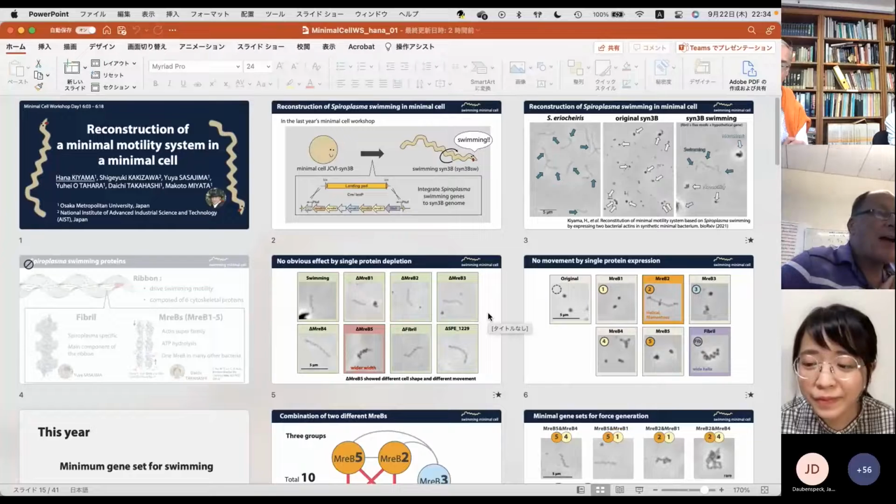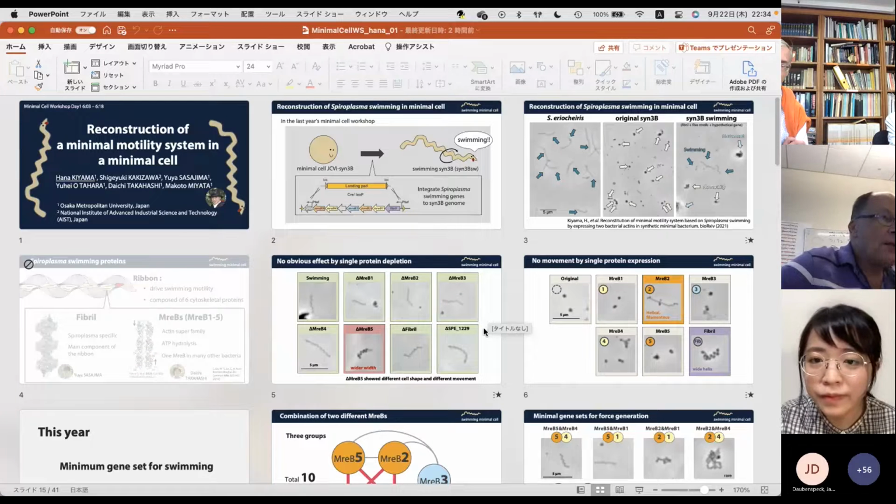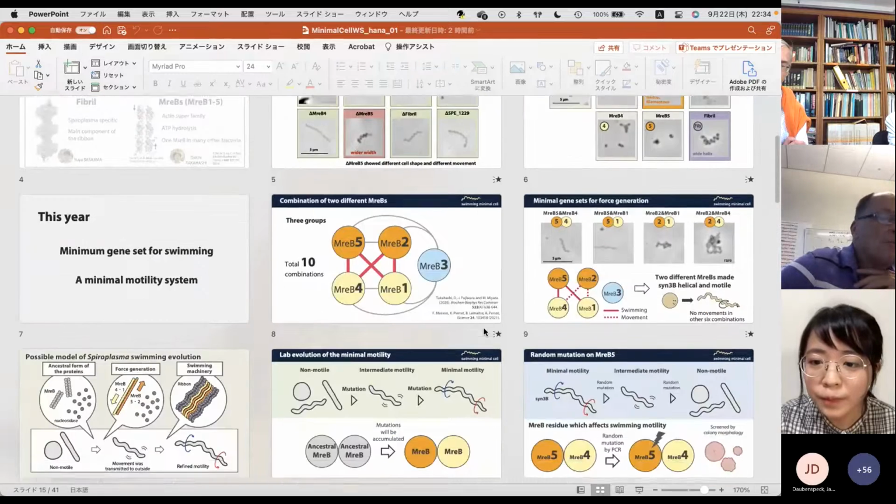What do spiroplasma colonies look like? Do they have the egg-shaped morphology that you see for mycoides?